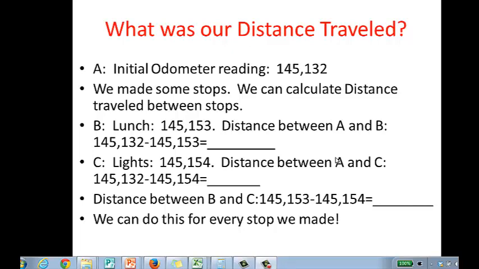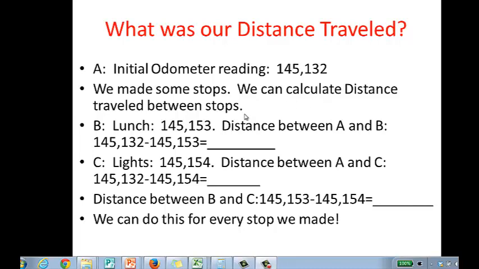All right, so we want to figure out what was our distance traveled. That's one of the ways that you're going to earn these 5 points of extra credit. Our initial odometer reading was 145,132 miles. We made some stops, so we can calculate distance traveled between all of those stops.